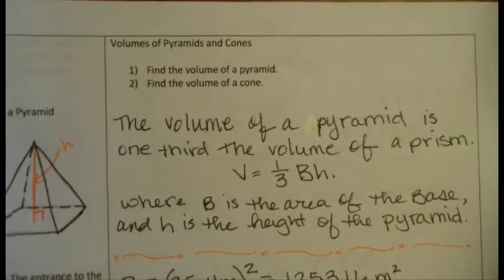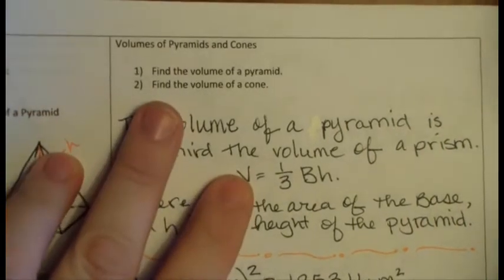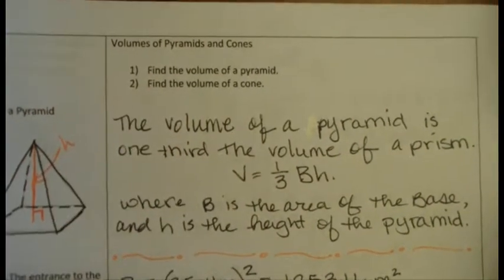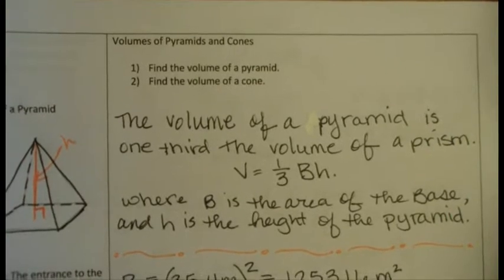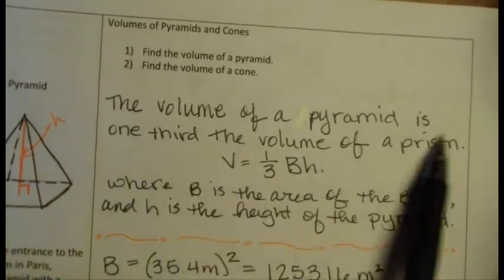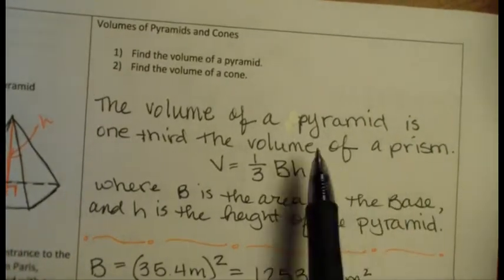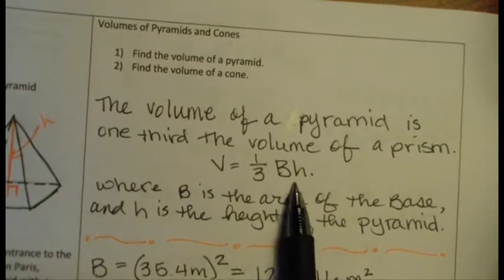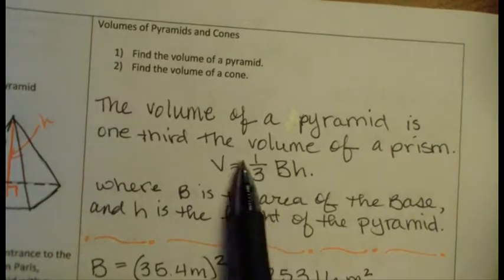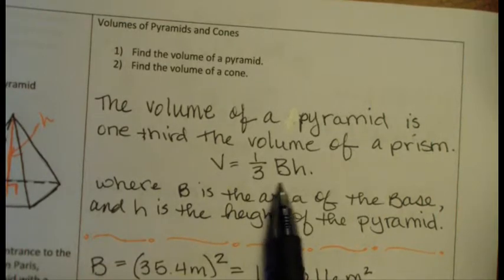Volumes of pyramids and cones. Our objectives: find the volume of a pyramid and find the volume of a cone. So our definition for volume of a pyramid, it's 1/3 the volume of a prism. You'll remember volume of a prism was base area times height. So volume of a pyramid is 1/3 base area times height.